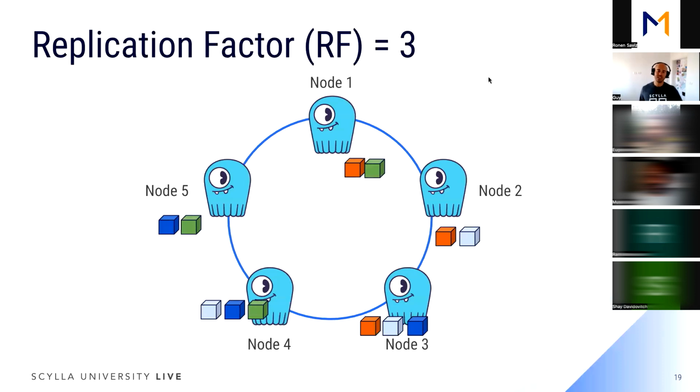And you can understand that if this is our cluster, and say node 5 has a hardware problem and it breaks, it's not available anymore, and we try to read this green cube data, we're still going to be able to read it because it exists on node 1 and node 4. Okay, so this continues.